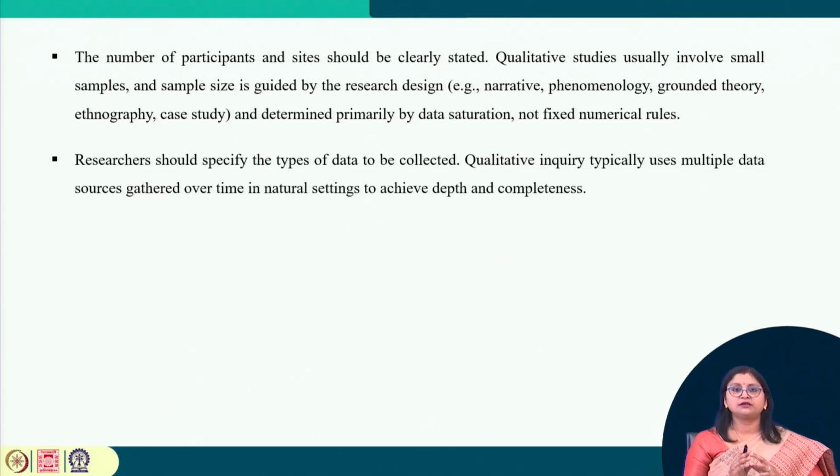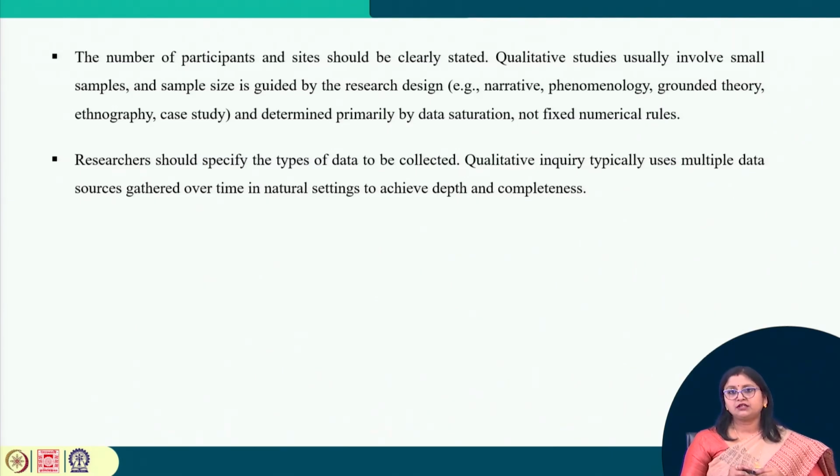So, you have to remember this data saturation: at the point when you are feeling that new information is not coming, stop collecting the data. So, that is called data saturation. Then researchers should specify the types of data to be collected.